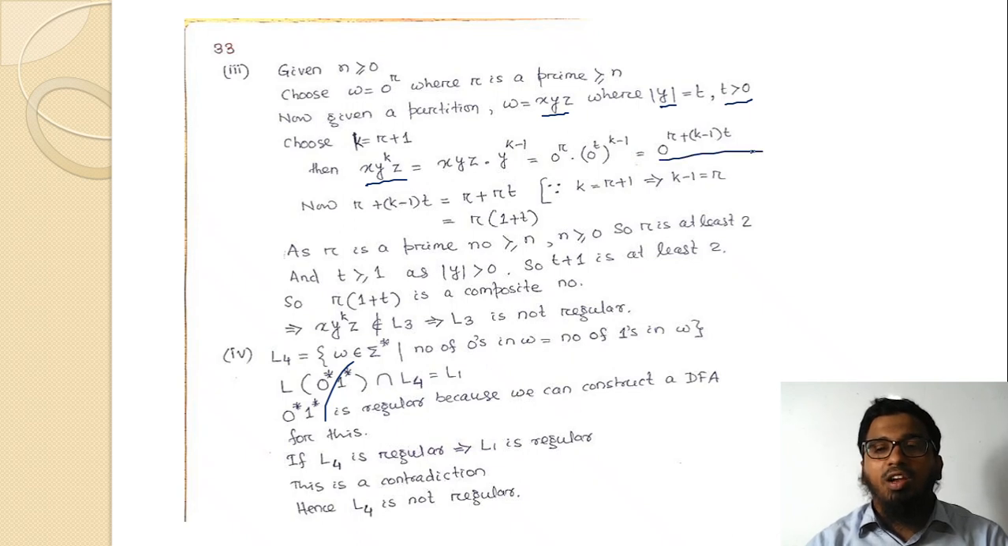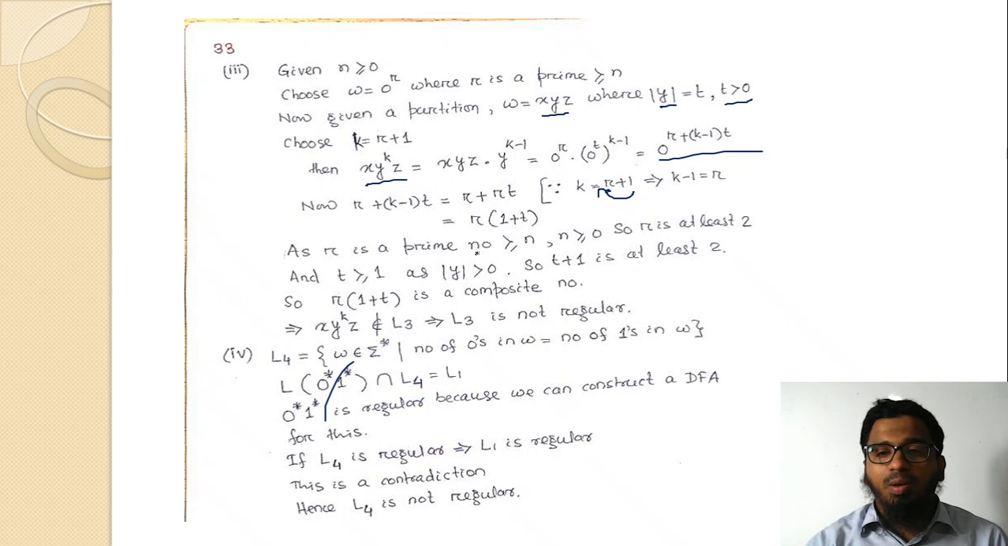If the bases are equal, the powers should be added. So we added the powers. Now r plus (k minus 1) t is equal to r plus rt. Therefore, with k equals r plus 1, k minus 1 equals r. So we get r times (1 plus t).